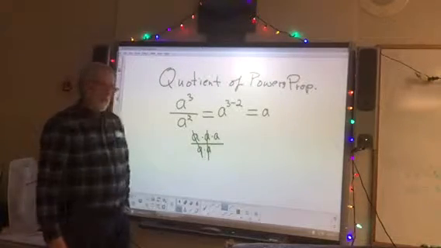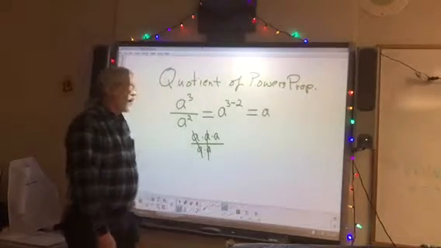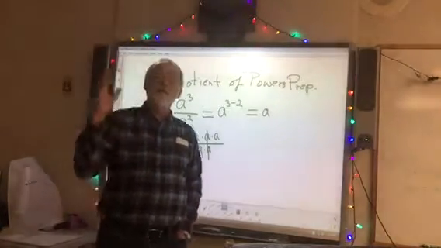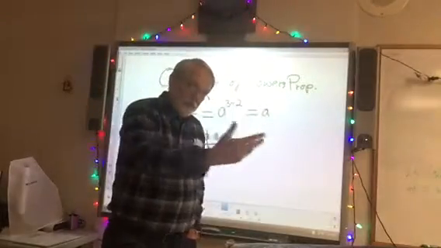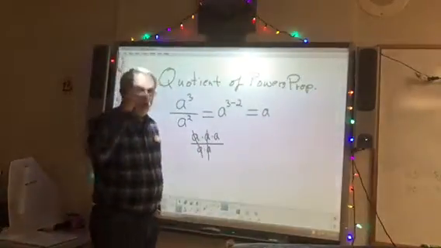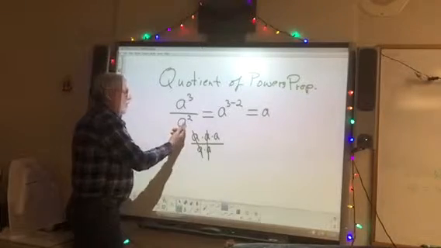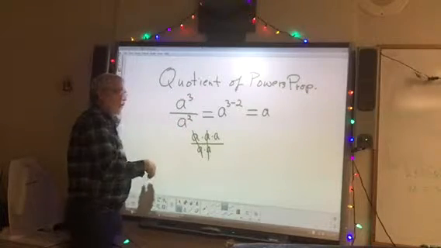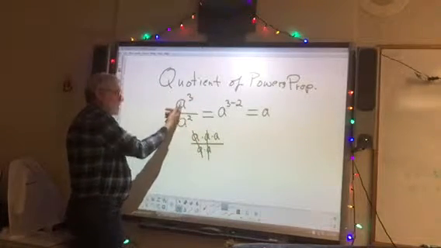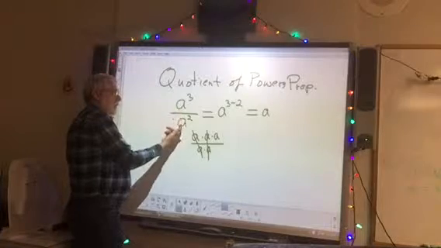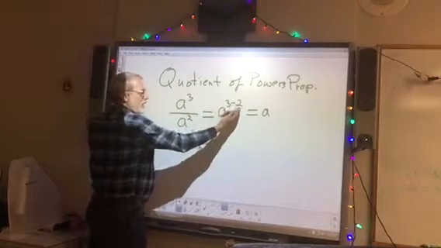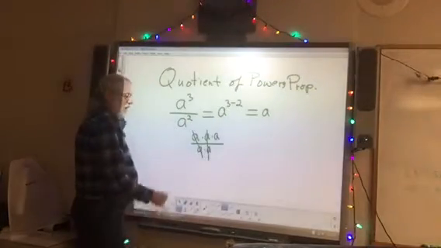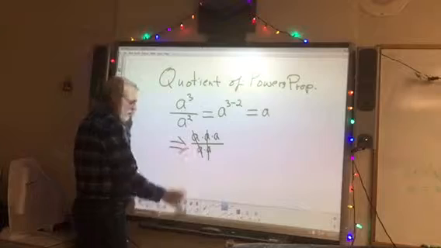A third one we can call the quotient of powers property. Remember, quotient is the result of division. Quotient is the result of a division problem. So here we have a quotient of powers. And the rule here is that when you have a quotient, the same base in the numerator and the denominator, you subtract the exponents. 3 minus 2, which is a to the first power. This is a drawn out version of it, if you want.